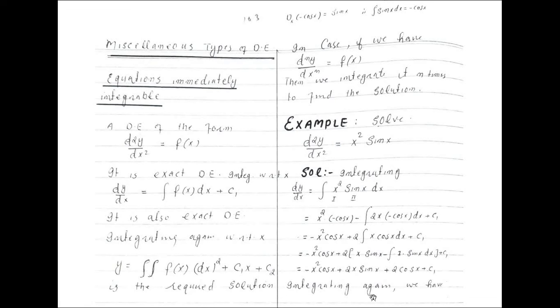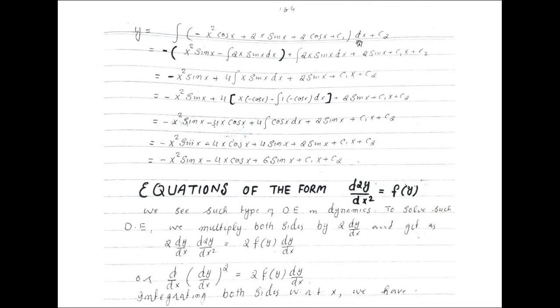Integrating again, we have to integrate both sides again. Integral sign and d by dx will cancel each other, and we will get y in the left side, and we will integrate the right hand side with respect to x. So here we see integration of this expression, and this c2 is constant of integration. Here we have product of two functions. This minus will be placed here.